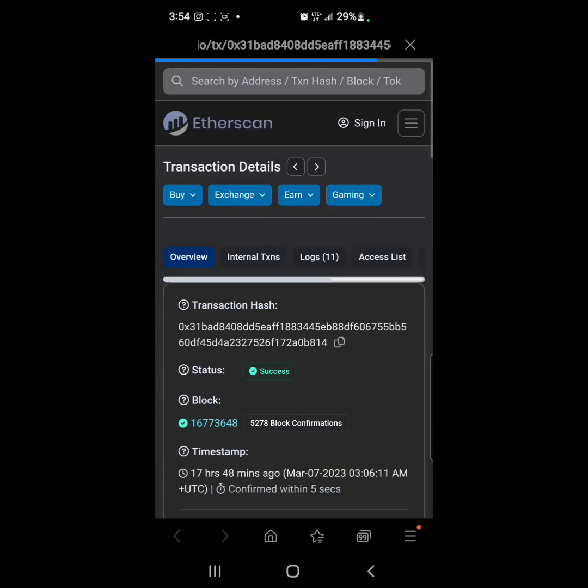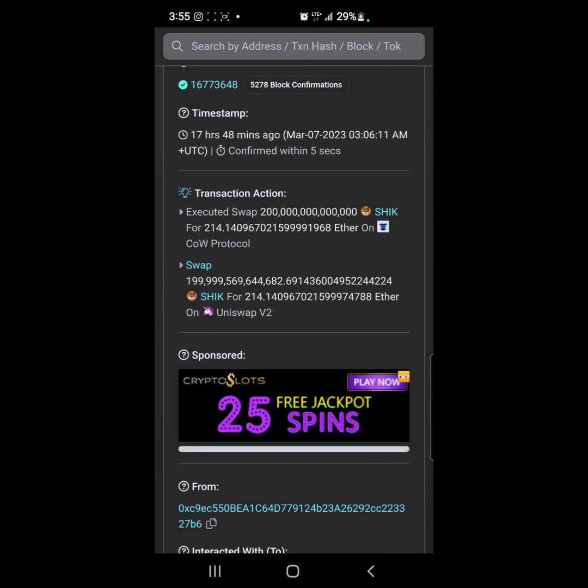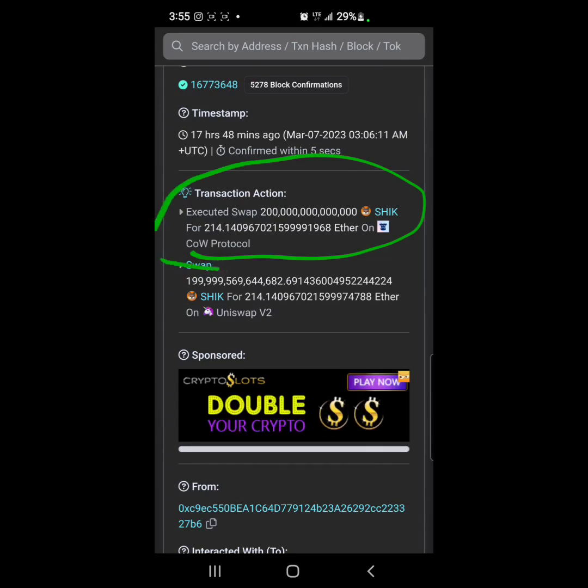So we're clicking on the first link, which is the Vitalik account number, the contract address. Right here, viewers and subscribers, let's scroll up a little bit and pay close attention to that section right here. It says executed swap 200 trillion shik for 214 Ethereum. So Vitalik sold 200 trillion shik last night and swapped it for 214 Ethereum. That's what the first contract says.